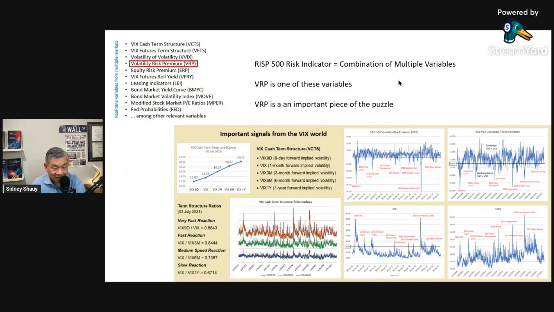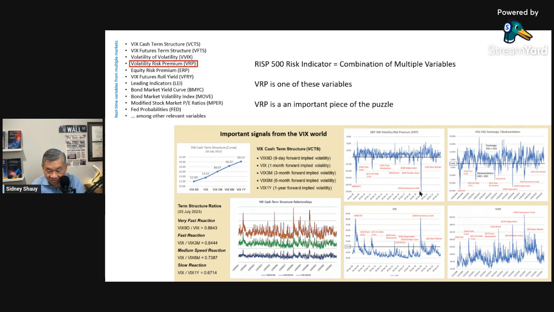Again, the Risk 500 indicator is a combination of multiple variables, and the volatility risk premium is just one of these variables. However, it is an important piece of the puzzle. Just to show you some others that we use: the VIX cash term structure, the VIX futures term structure, and volatility of volatility.